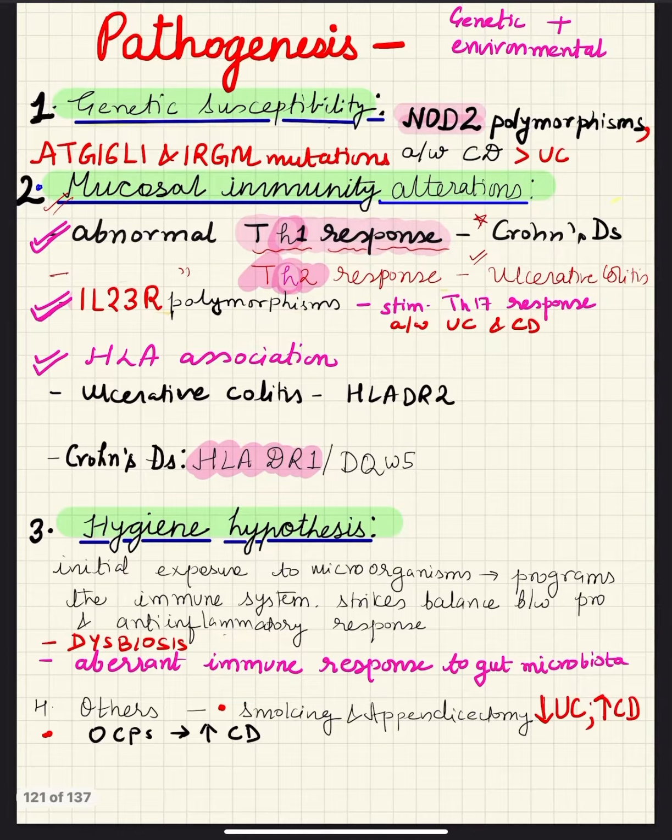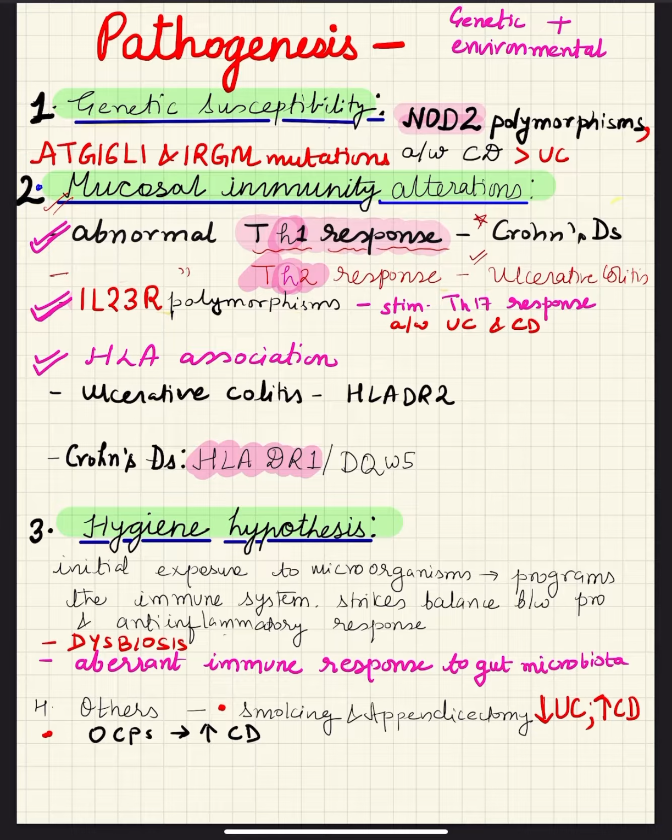So before we go into details of Crohn's and ulcerative colitis, we shall see a little bit about the pathogenesis of these two diseases. In the pathogenesis, there are two important factors. First is genetic factors, and additionally there is environmental factor. So in the genetic factor, the important genetic mutations that you have to remember. First is the NOD2 polymorphisms.